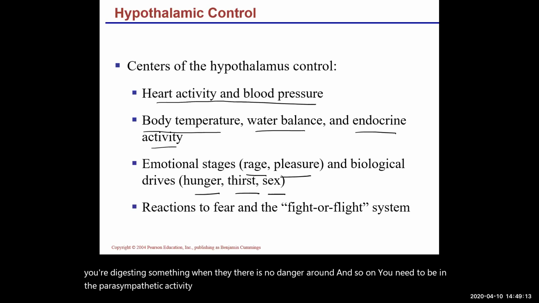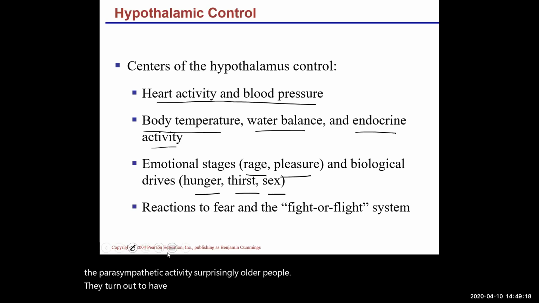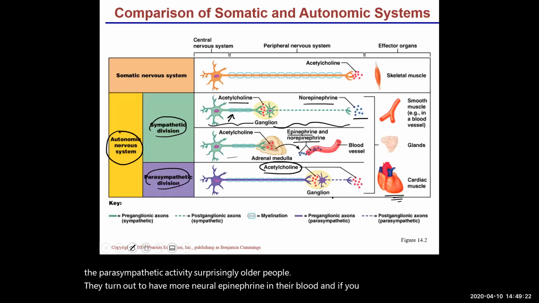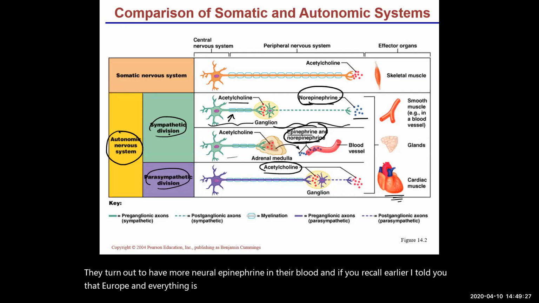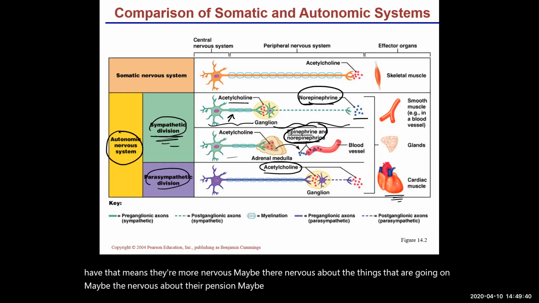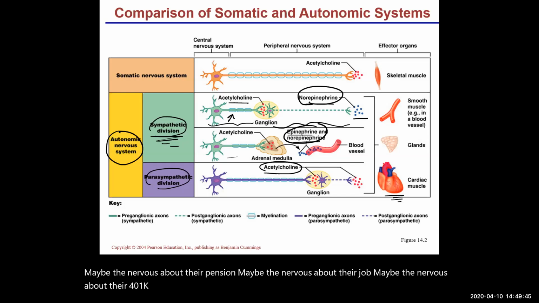Surprisingly, older people turn out to have more norepinephrine in their blood. And if you recall earlier, I told you that norepinephrine is associated with the sympathetic activity. So again, older people have that. That means they're more nervous. Maybe they're nervous about the things that are going on. Maybe they're nervous about their pension. Maybe they're nervous about their job. Maybe they're nervous about their 401k. There's so many things to worry about, all right?